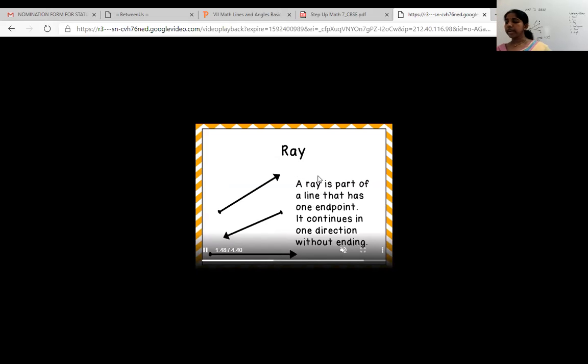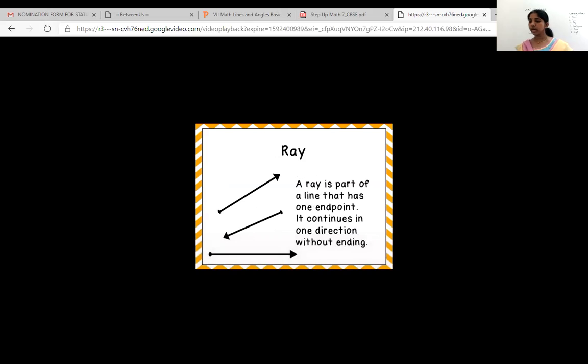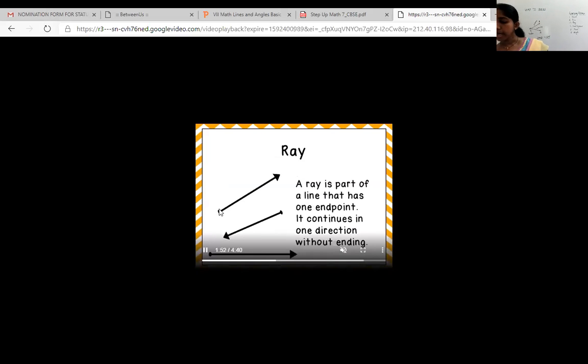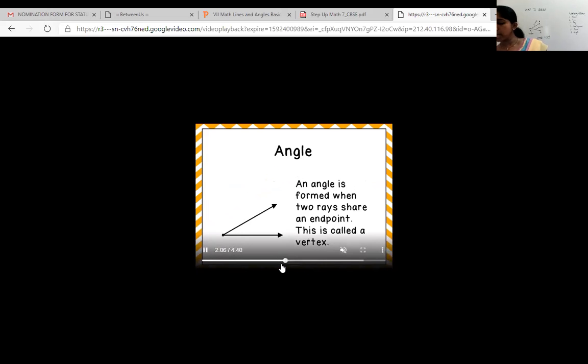Okay, a ray is a part of a line that has one end point. So this is the one end point, and this shows the direction where it is moving, whether it's moving this way or this way. So this ray shows that it's moving in the other direction.